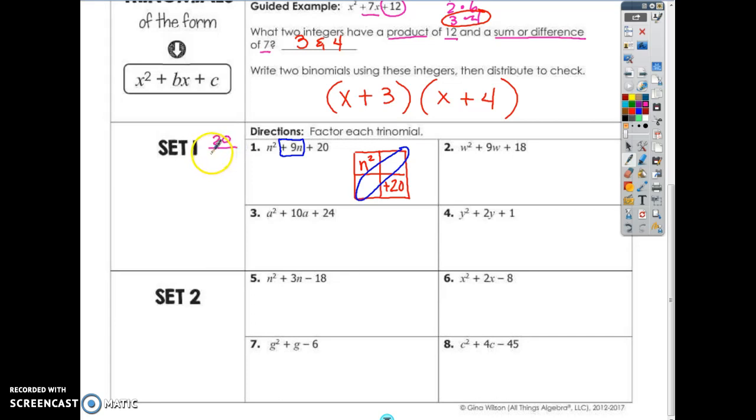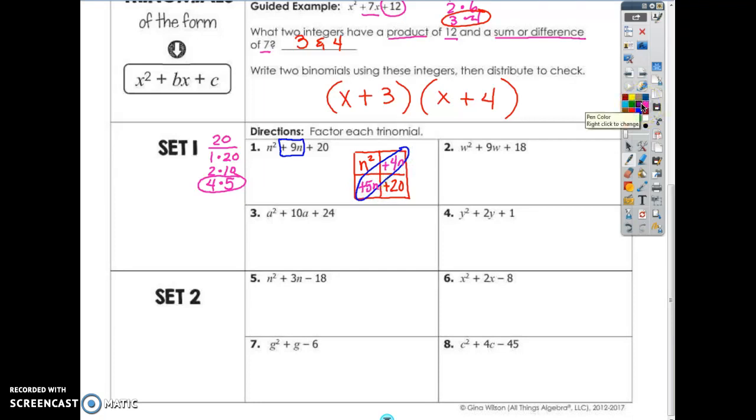Two times 10. Let's start with the ones first. So 1 times 20 gives me 20. 2 times 10 gives me 20. 4 times 5 gives me 20. And that's it, right? Those are my only factors of 20. When I add or subtract, I need the sum or the difference to give me 9. 4 and 5. When I add 4 and 5, that gives me 9. Okay? And it's a positive 9, so both of them have to be positive. So this would be a positive 4n and a positive 5n.